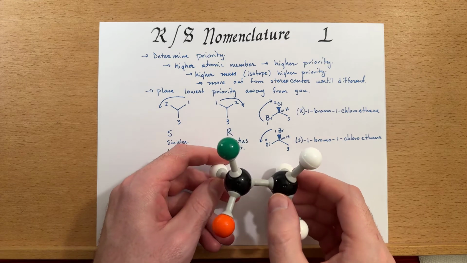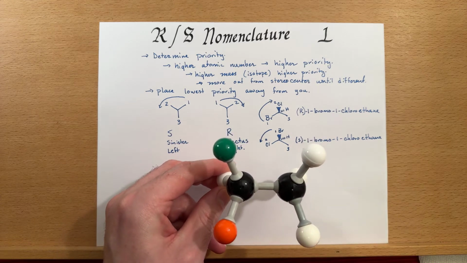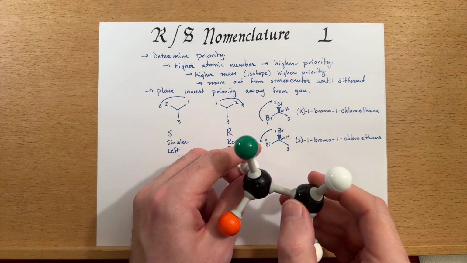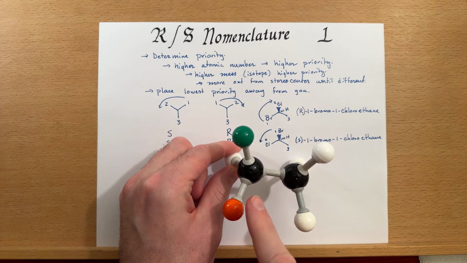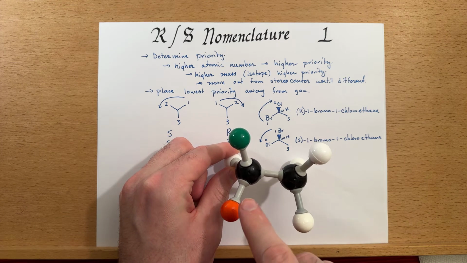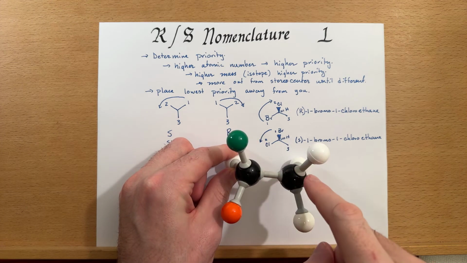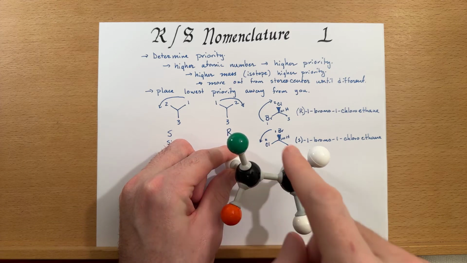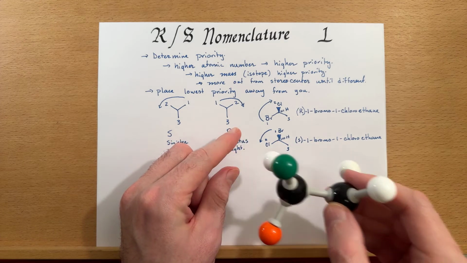And so this is the R model kit, so I'm positioning the hydrogen so it's facing away. And then I can see highest priority, second highest, third highest. It's going in that direction, so this is the R version.